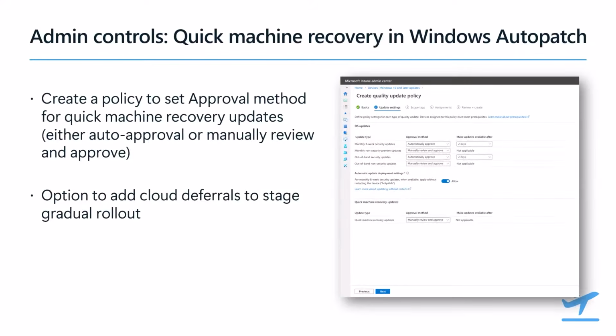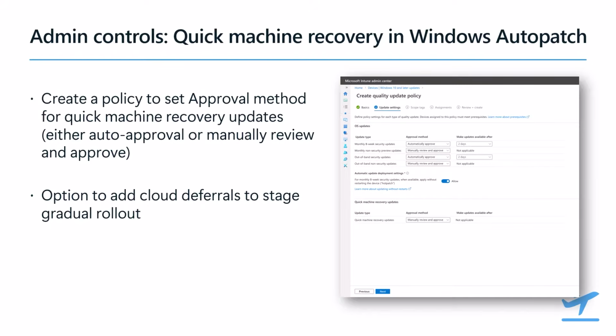Moving on to the admin controls. This is a proactive step. This is what you could do before a global boot critical outage happens, where you can create a quality update policy to configure QMR. The screenshot that you see here is how the experience looks. In the update settings step, you will be able to create the quick machine recovery configuration. You'll be able to set between automatic approval or manual approval. You will also have an option to set deferral in this step.